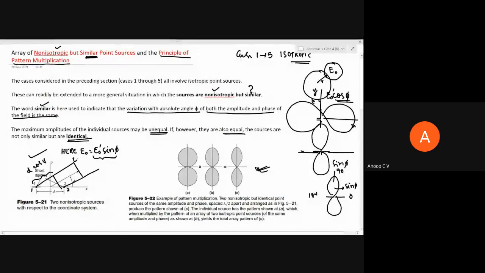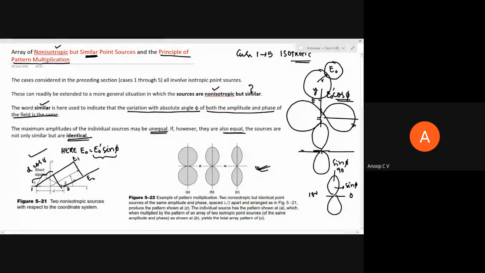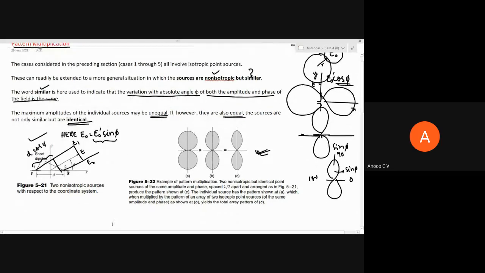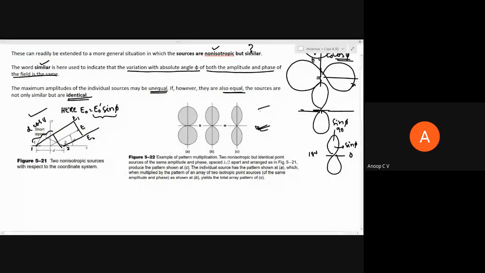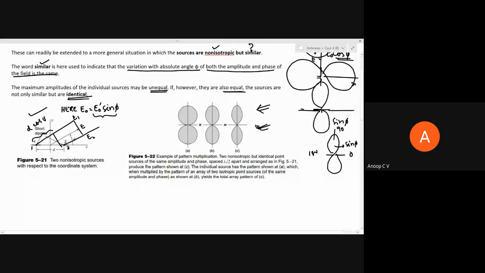Say this is E1 and this is E2. The resultant will be E, that will be E1 plus E2. We'll see what exactly that is. Then we'll come back to this. After that, we'll come back to this figure. This is the principle of pattern multiplication.